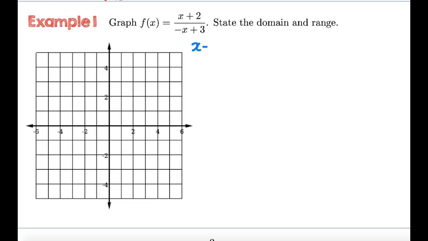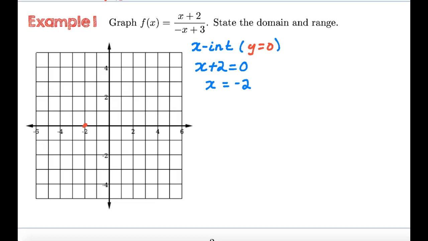My x-intercept is when my y value equals 0. So remember, y equals 0 here, and that happens when you set the numerator equal to 0. That's the only way to make a fraction equal 0. So x is negative 2. That means it's the ordered pair negative 2, 0. So that's right here. I'm going to plot as I go.